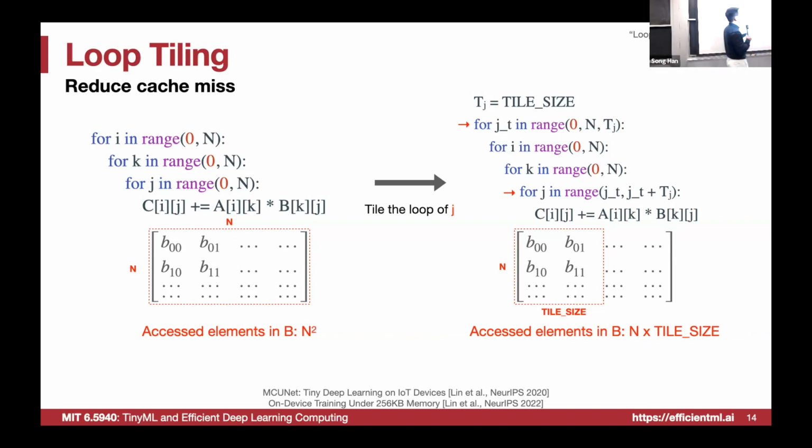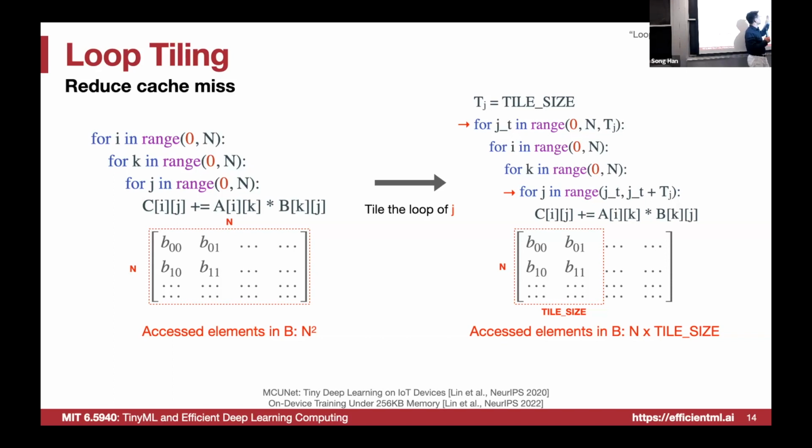What we do here is, rather than 3 for loops, now how many for loops? We have one more. We have four for loops. For j, we broke it down into 2 for loops. The first one has step size 1, the second one has step size Tj, where Tj is the tile size for j. So within this range, the footprint will be only n by tile size rather than n by n.